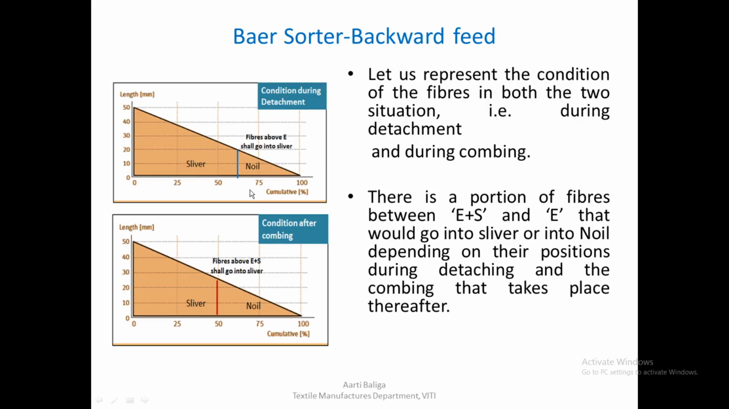So now if you were to superimpose these two lengths here, there is a portion of the fibers between E plus S here and E here that would go into the sliver or into the knot depending on their positions during detaching and combing that takes place thereafter. So during detaching and combing, whatever position the fibers of this particular length in between these two lengths take, depending on that, either they will go into the sliver or they might go into the knot. So we are not sure whether such fibers will be in the sliver or in the knot.